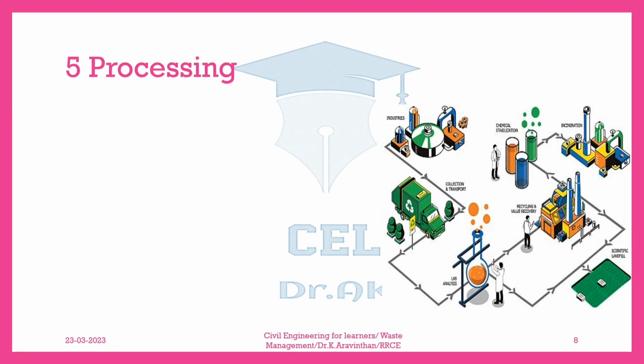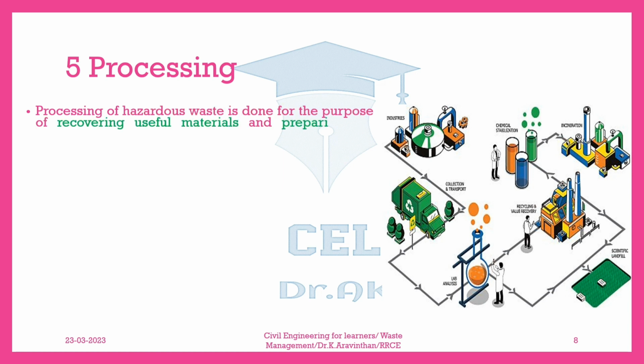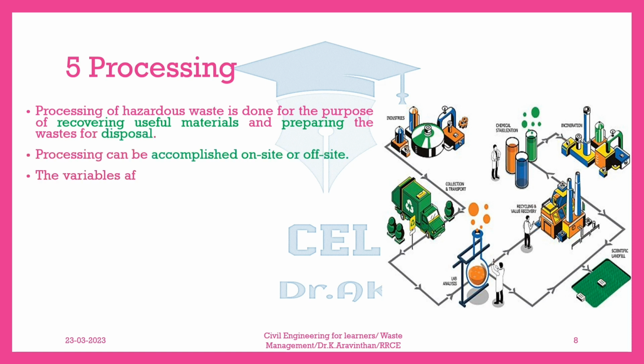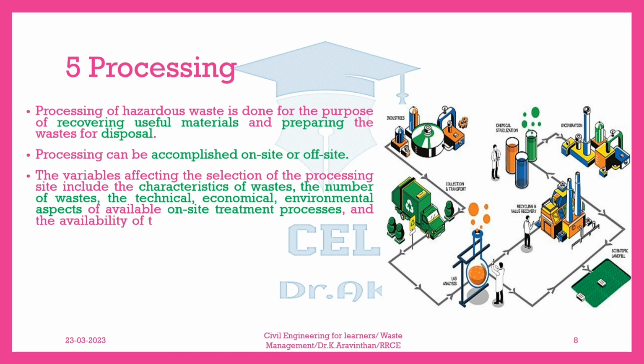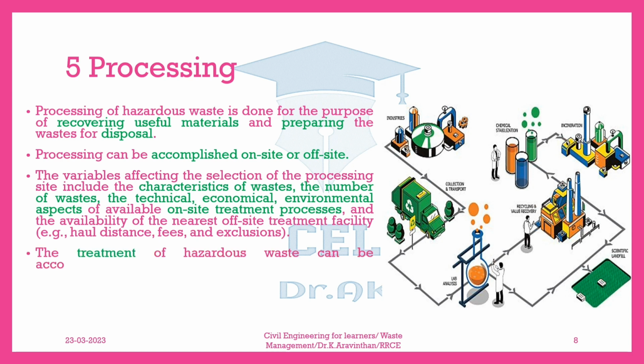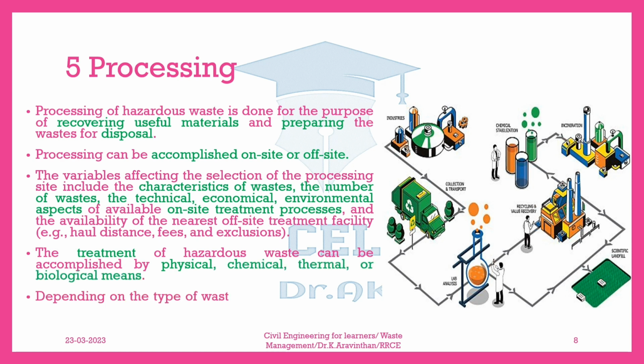Five is processing. Processing of hazardous waste is done for the purpose of recovering useful materials and preparing the wastes for disposal. Processing can be accomplished on-site or off-site. The variables affecting the selection of the processing site include the characteristics of wastes, the number of wastes, the technical, economical, and environmental aspects of available on-site treatment processes, and the availability of the nearest off-site treatment facility, for example, haul distance, fees, and exclusions. The treatment of hazardous waste can be accomplished by physical, chemical, thermal, or biological means. Depending on the type of waste being treated, one or more of these methods may be used.